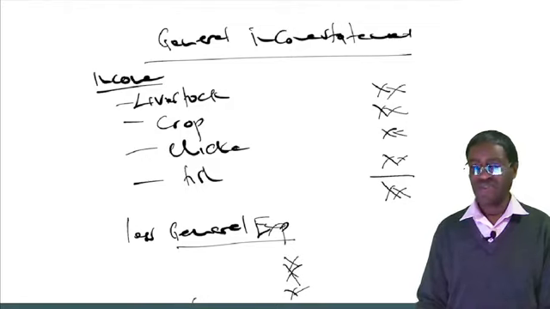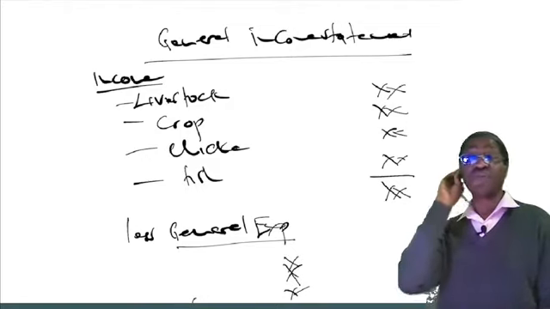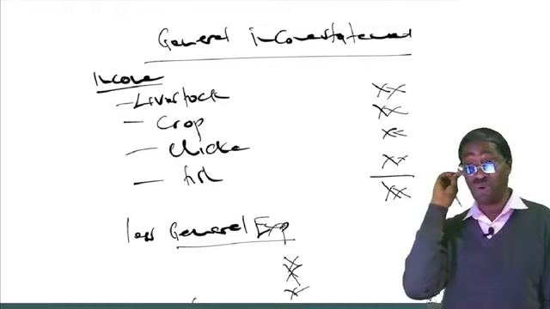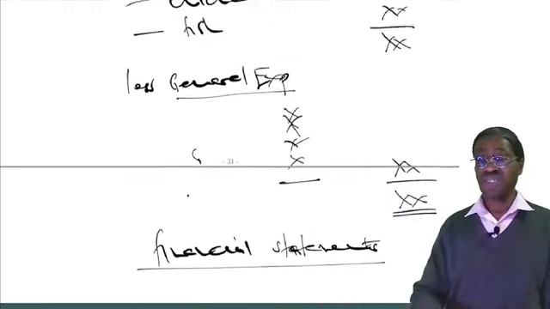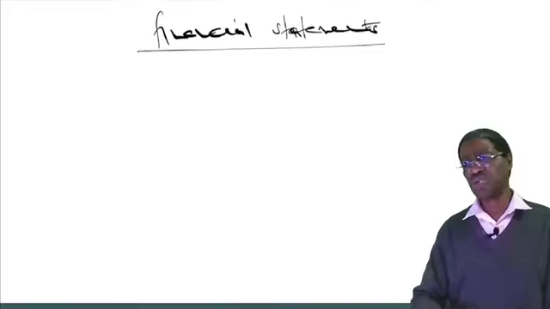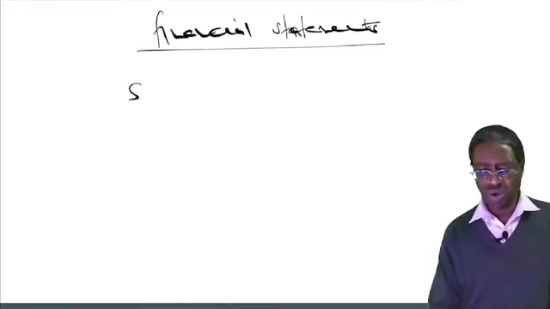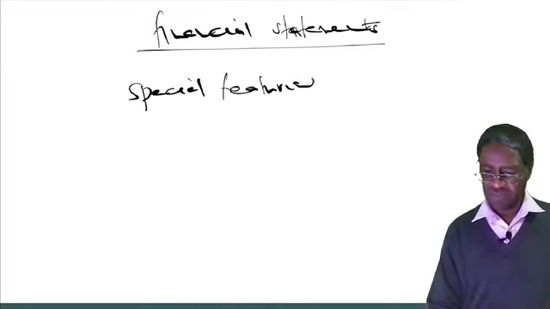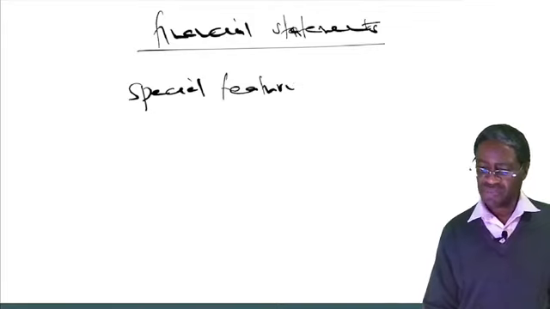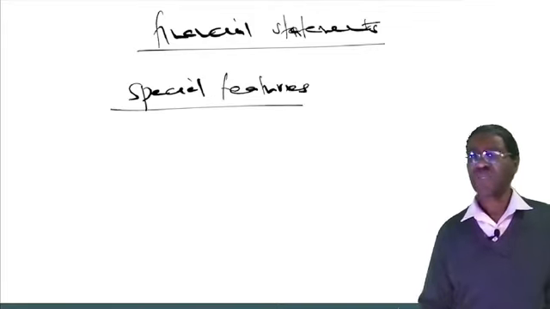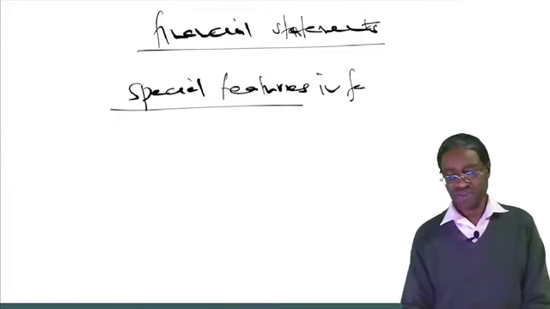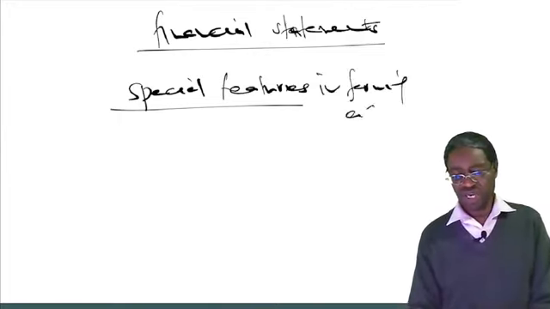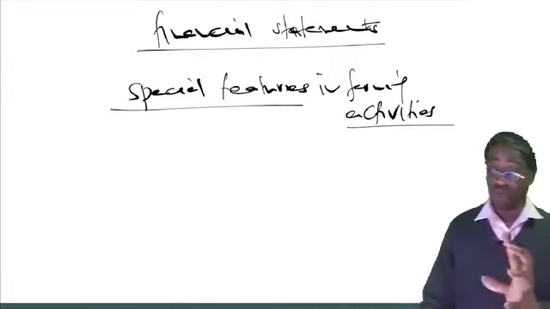Okay. Now let me discuss a few things before we do an example. What we want to discuss now are what we can call special features. Let me first explain them. Special features in farming activities. Let me explain a few of them, then we see how to account for them.